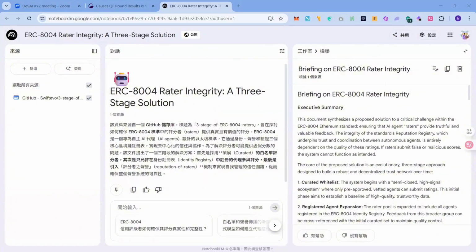Okay, because time's up, so we are going to move on to the next one. Thanks for sharing, Amber and Bruce. Yeah, and is Swift here? The project name is 3-stage ERC-8004 raters. Hey, Swifter. Yes, I'm here. Yeah, you can start your demo. Right. Okay, thank you. Right. Can you hear my voice and see my screen? Yeah, all good. Well, good. Thank you.